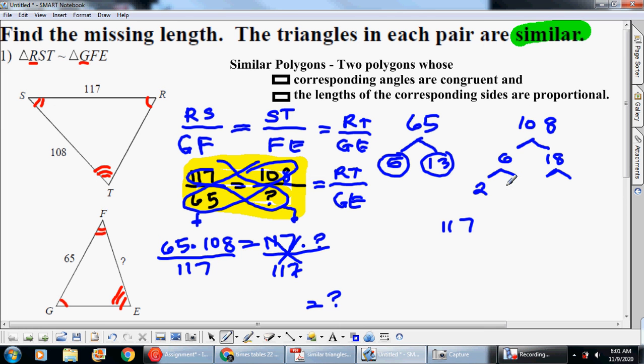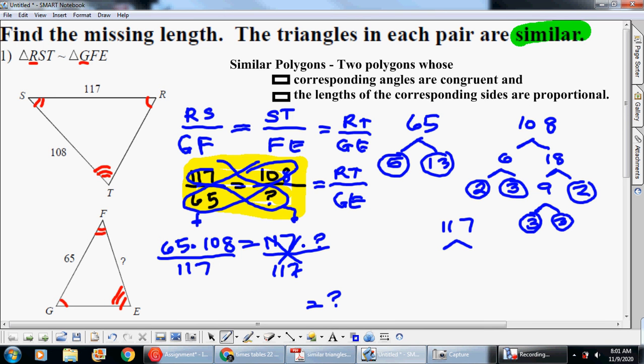Factors of 6 will be 2 and 3. Factors of 18 will be 9 and 2. 2 is prime, and 3 is prime. That means it cannot be factored anymore. Factors of 9 will be 3 times 3, and they're prime.